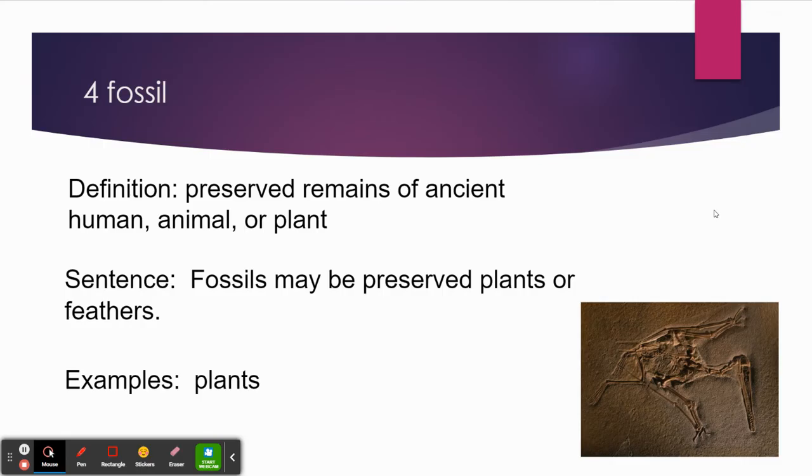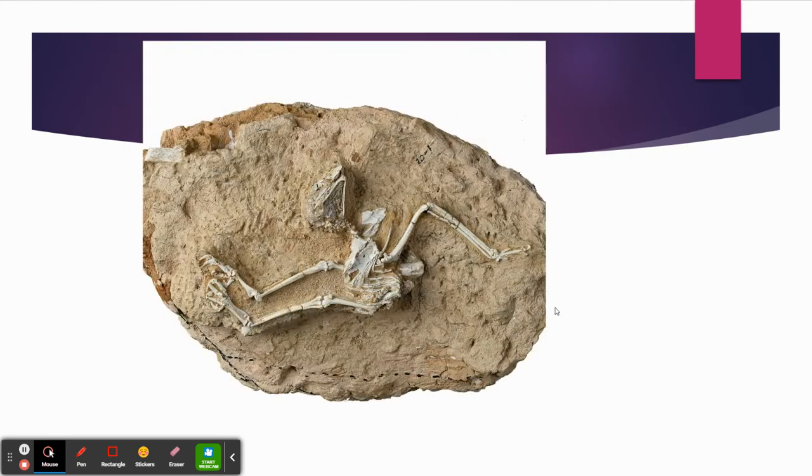The fourth word, fossil. The definition, preserved remains of ancient human, animal, or plant. Sentence, fossils may be preserved plants or feathers. An example I gave was plants. So right here you can see this is a fossil of a bird, it looks like. And this is a fossil of some kind of animal by the looks of the legs and the arms, and the skull has not quite been taken out of the stone yet.